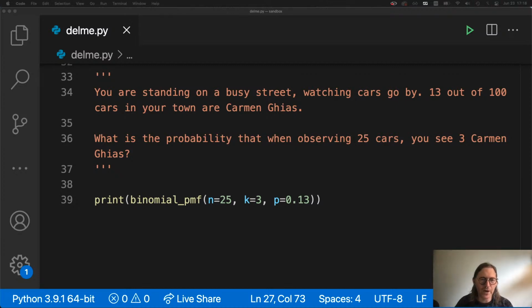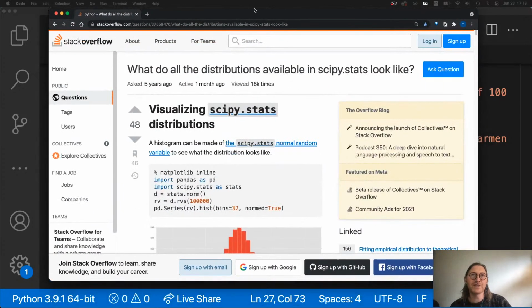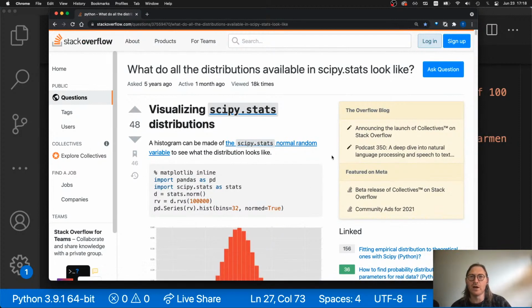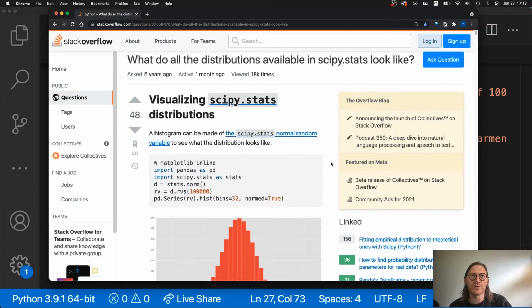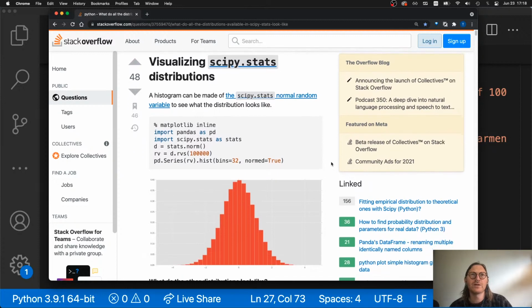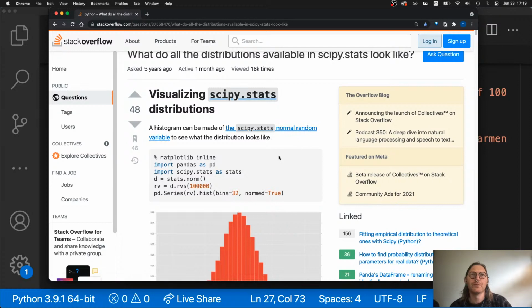Oh, you know what? I thought I had it on the Premium Prep landing site, but I don't. So I'm just going to Google Stack Overflow: what do all the distributions in SciPy stats look like? SciPy stats is one of your major statistics libraries for Python. There's also statsmodels. There's a few of them.